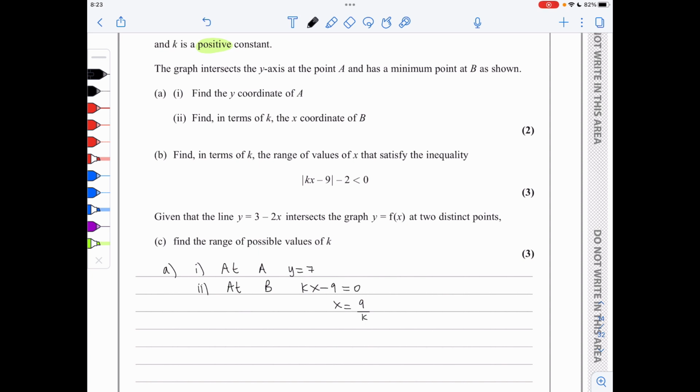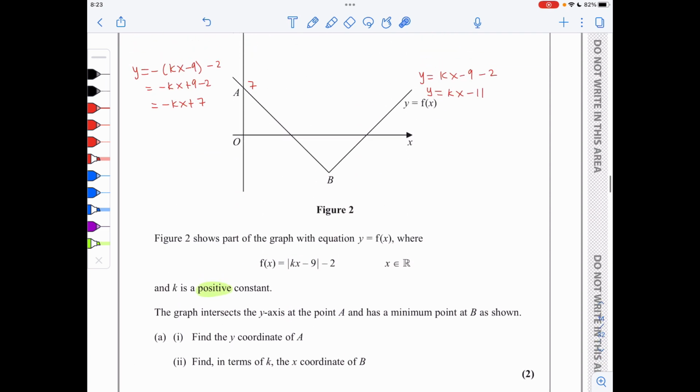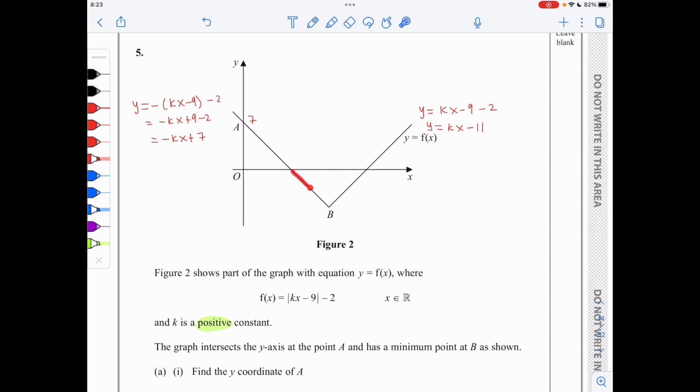Now in B we need to find in terms of k the range of values of x that satisfy the inequality that the modulus of kx minus 9 minus 2 is less than 0. In other words, we need this part here, so we want to be between this point here and this point here. So we should be identifying the x coordinates of the cuts on the x-axis.